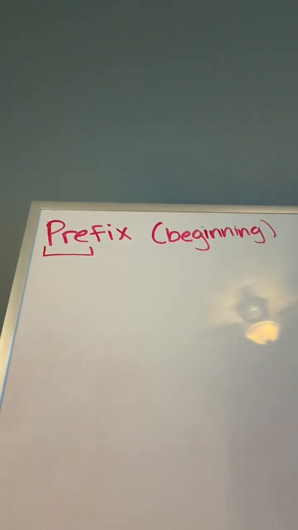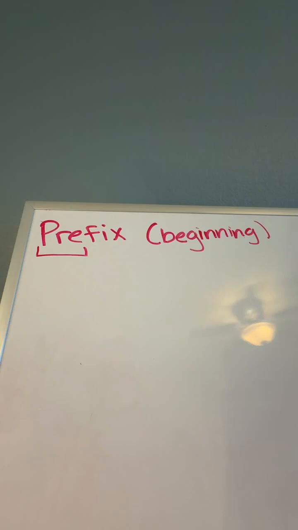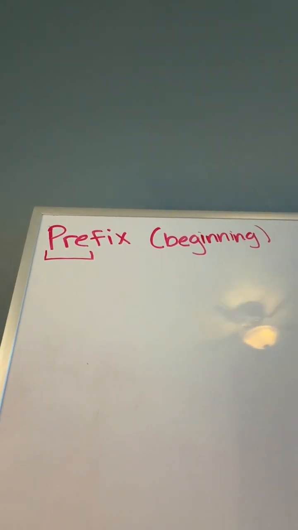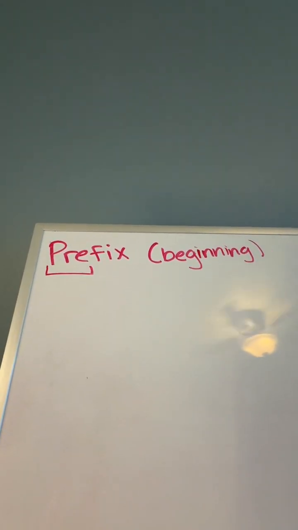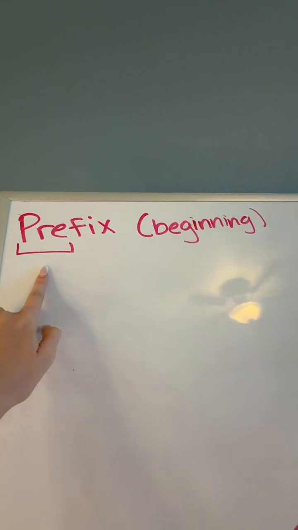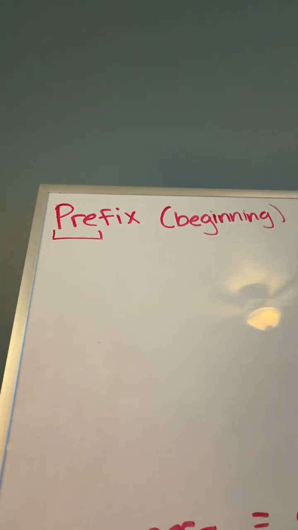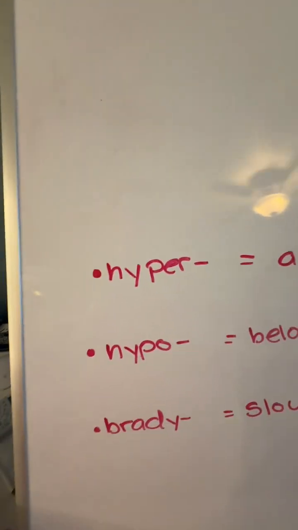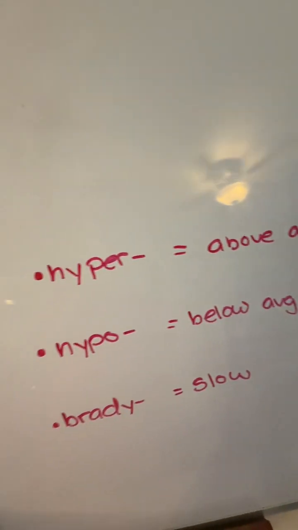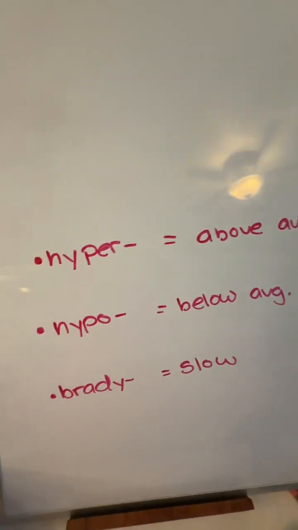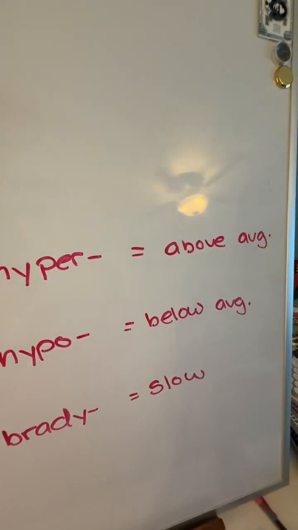Now we can move on to prefixes. Prefixes come before the word, at the very beginning. They give extra info like location, time, and number. The word prefix itself has the prefix pre, which means before the word. Examples include hyper, which means above average, hypo, which means below average, and brady, which means slower than average.